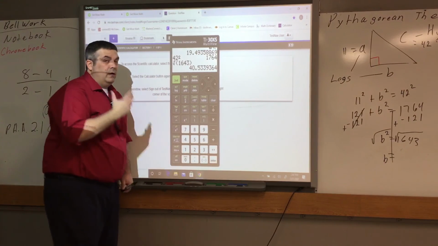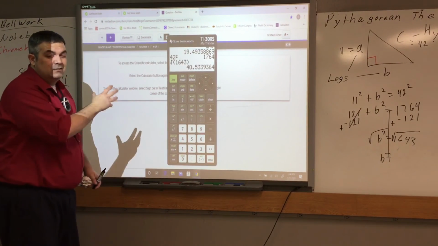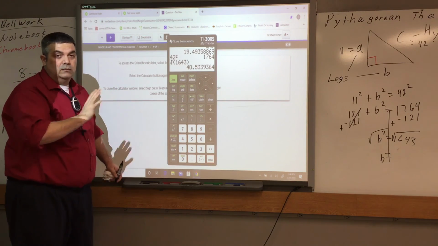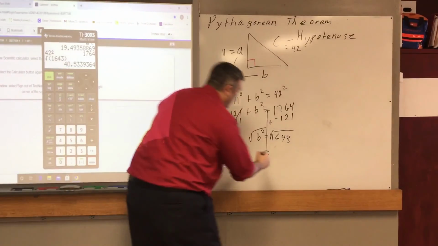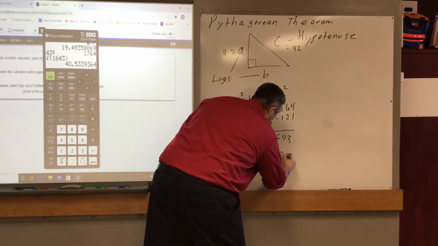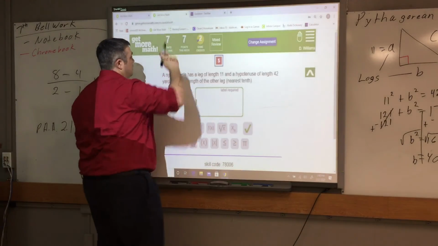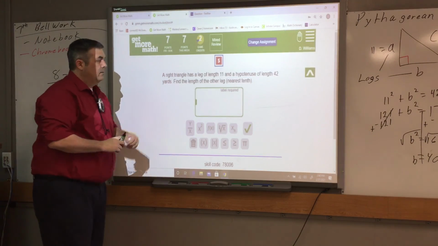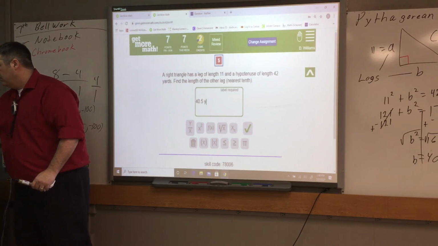So watch where they're rounding to because sometimes they do tenth, sometimes they do hundredth. This problem set looks like it's all doing tenths, but be careful with it. 40.5, and I believe it's yards. Yep, yards. So 40.5 yards.